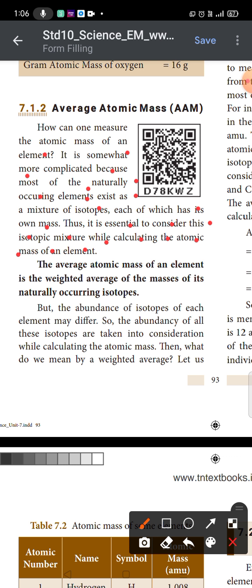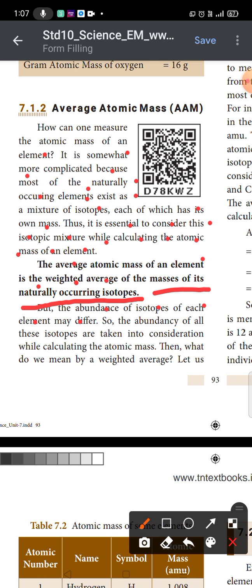Let us see. The average atomic mass of an element is the weighted average of the masses of its naturally occurring isotopes. So, from naturally occurring isotopes, we are going to find out the exact mass of that element. But the abundance of isotopes of each element may differ.